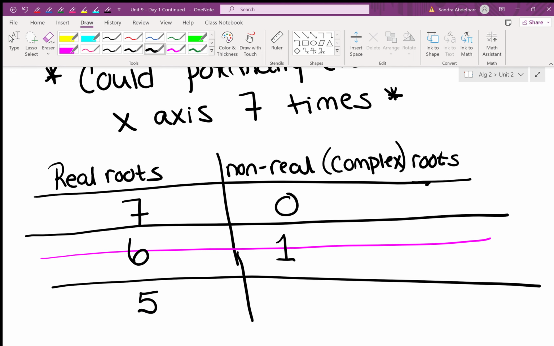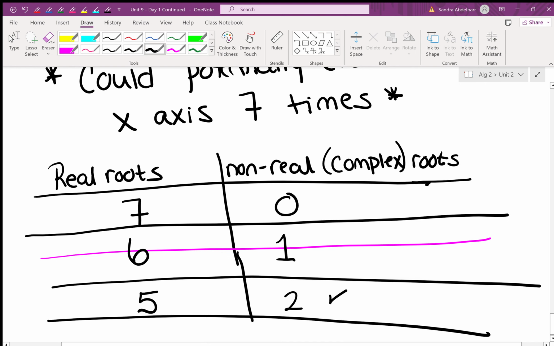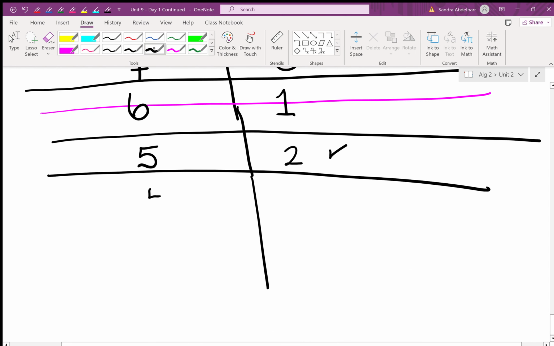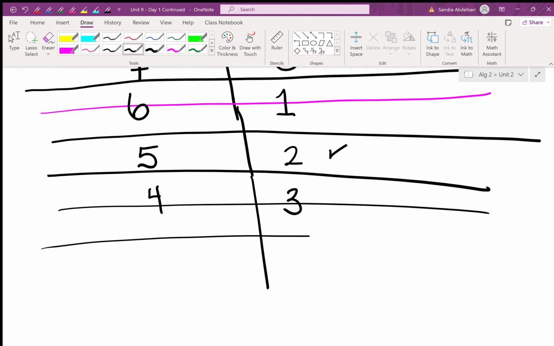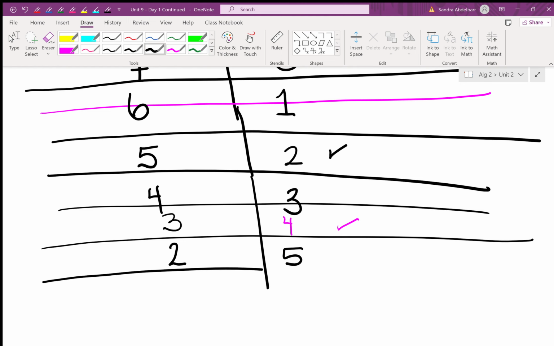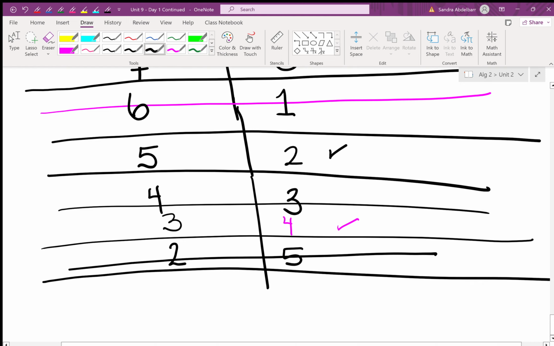Can we have 5 real roots and 2 non-real or imaginary? Yeah, that works out. What about 4 and 3? Is that a combination, 4 real, 3 non-real? Nope, that does not work. Do we get the trend here? What about 3 and 4? Does that work? Yeah, that works. Just keep going since we've committed at this point. 2 and 5, does that work? No, 2 and 5 does not work. All right, 1 and 6?